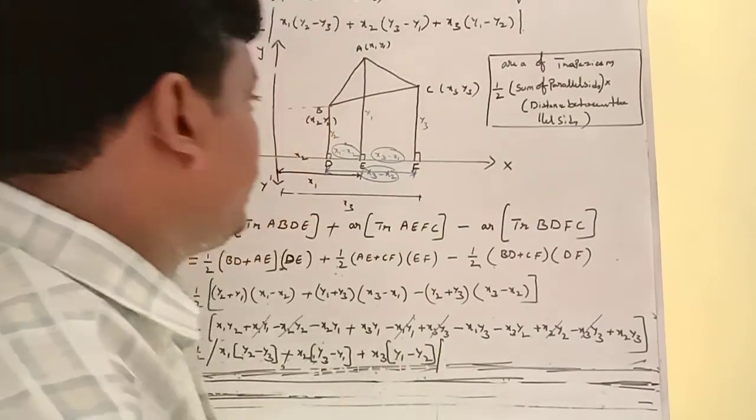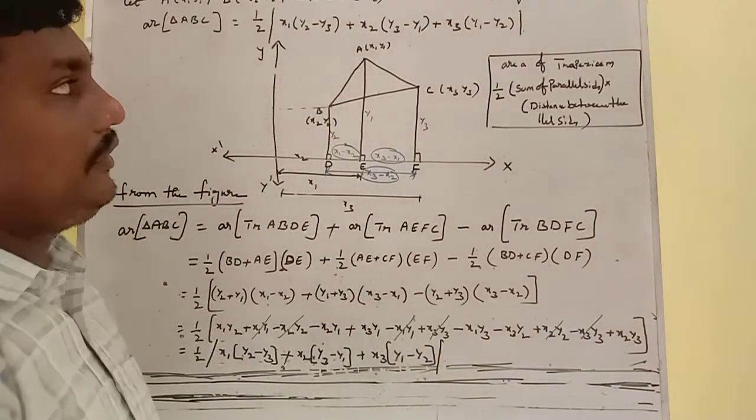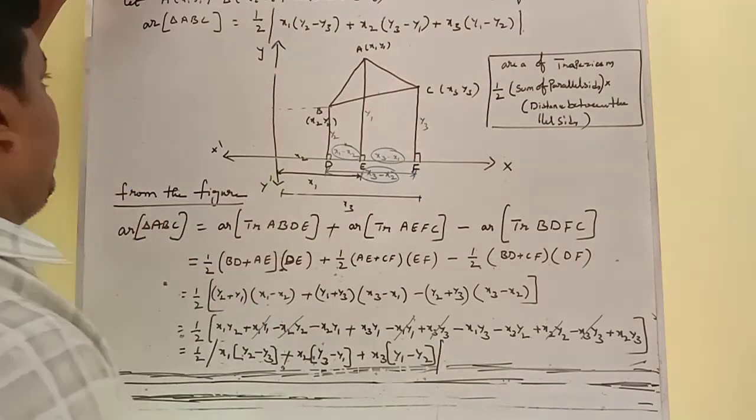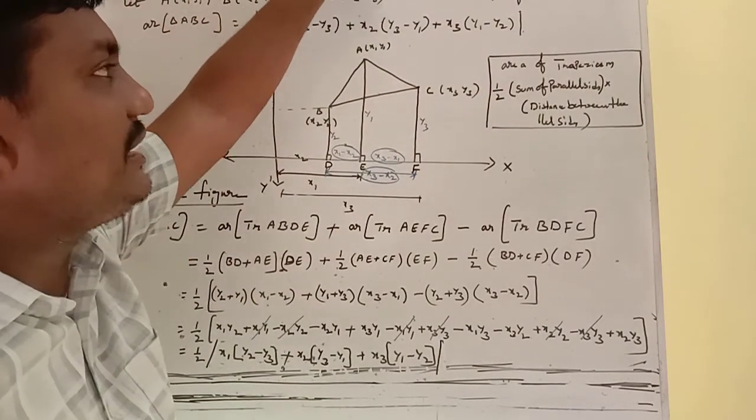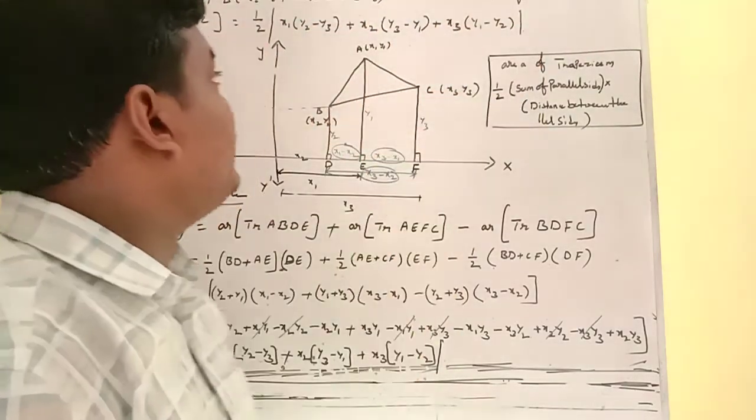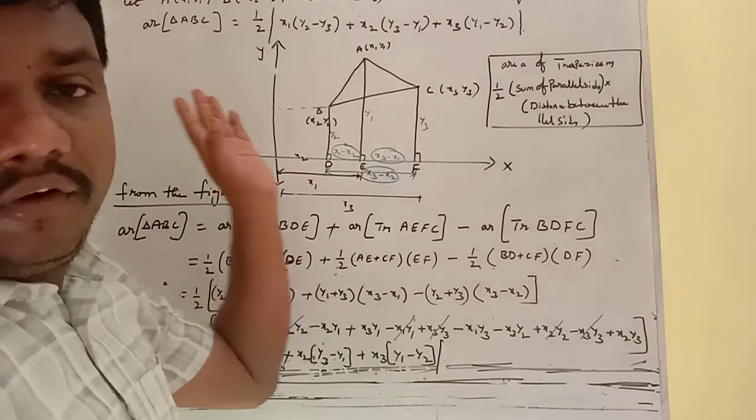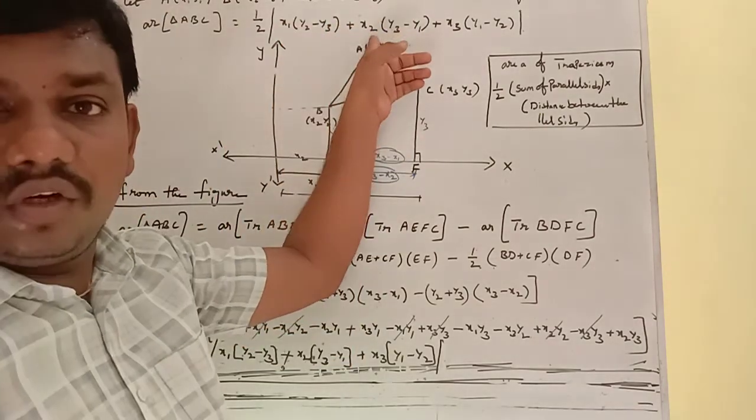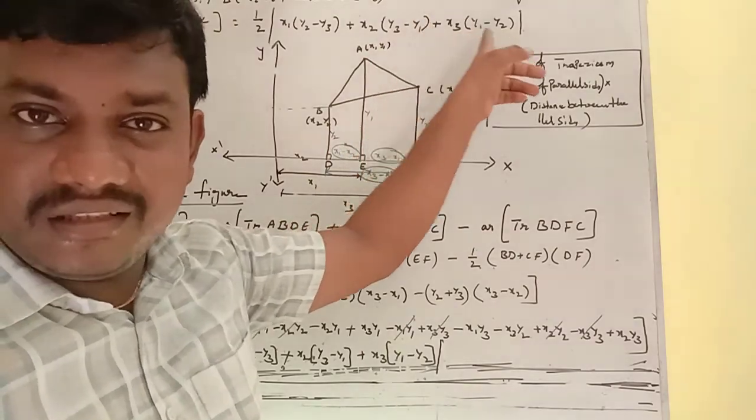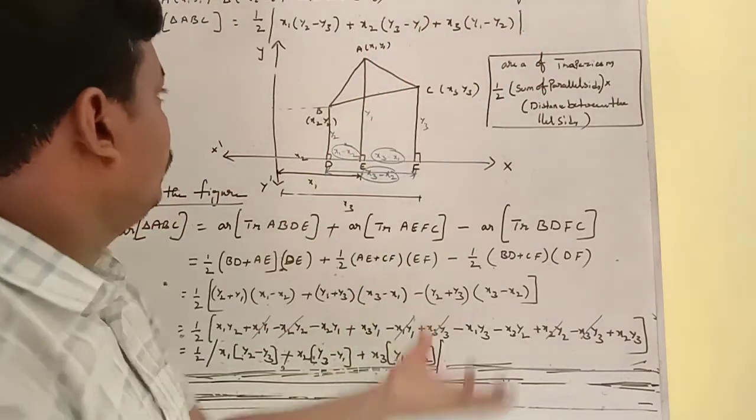So once again I am going to explain this. Area of a triangle on the coordinate plane. Let A(x1, y1), B(x2, y2), and C(x3, y3) be the vertices of triangle ABC. Area of triangle ABC is equal to half into modulus of x1 into y2 minus y3, plus x2 into y3 minus y1, plus x3 into y1 minus y2. That formula we are going to prove by this method.